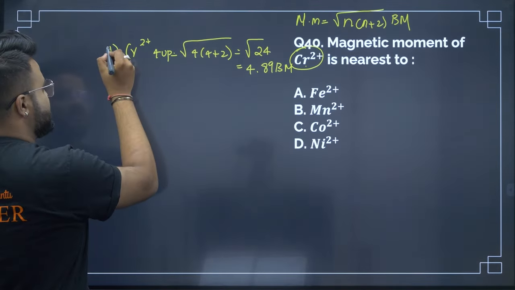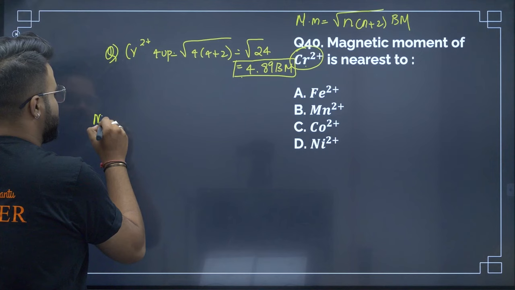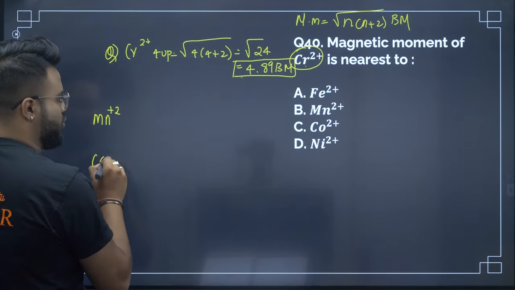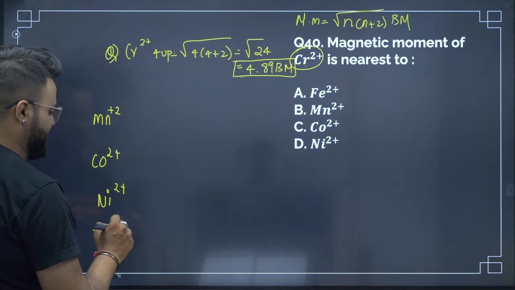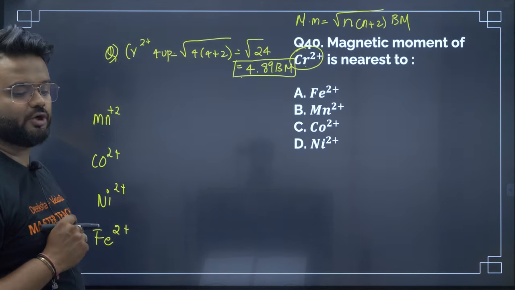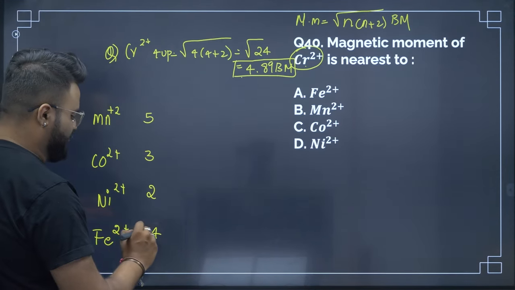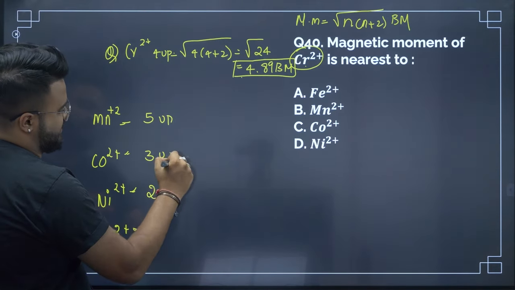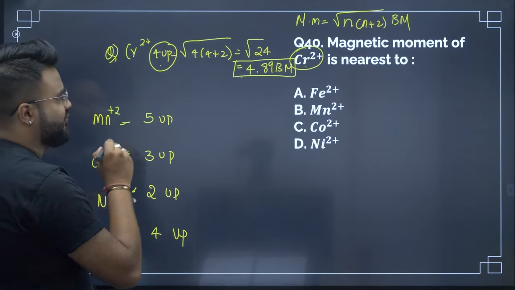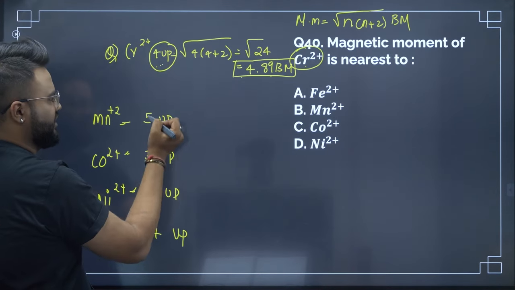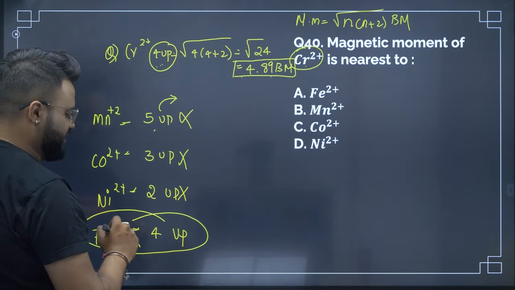Now, let us find out. This is your question. We have to find out which value is nearest to this. Now let us find out Mn+2, cobalt, then nickel. Then we will find out with the iron. Why, I will tell later. For Mn+2, how many unpaired electrons are there? That is 5. This will be 3. This will be 2. And this will be 4 unpaired electrons. They are asking for 4 unpaired electrons, right? 4 unpaired electrons gives 4.89 Bohr's magneton. So 4 and 5 unpaired electrons, it will be more. So this can't be nearest. Even this can't be. Therefore, the nearest will be iron.